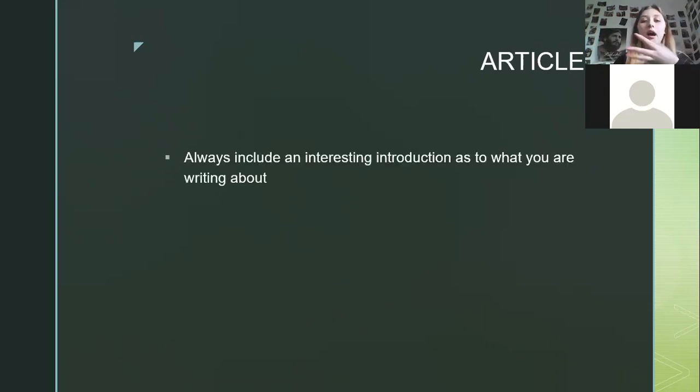Articles, so this can include things from like brochures or magazines, newspapers. Newspapers tend to be the main one that this is going to kind of apply for. So I kind of wrote the point specific to that, but this can apply for like brochures, pamphlets, leaflets, anything like that, really. Always include an interesting introduction as to what you're writing about. Because imagine, I'm trying to think of a good example, something about a new band. You have to write an article about a new band for your newspaper or like for a brochure or something.